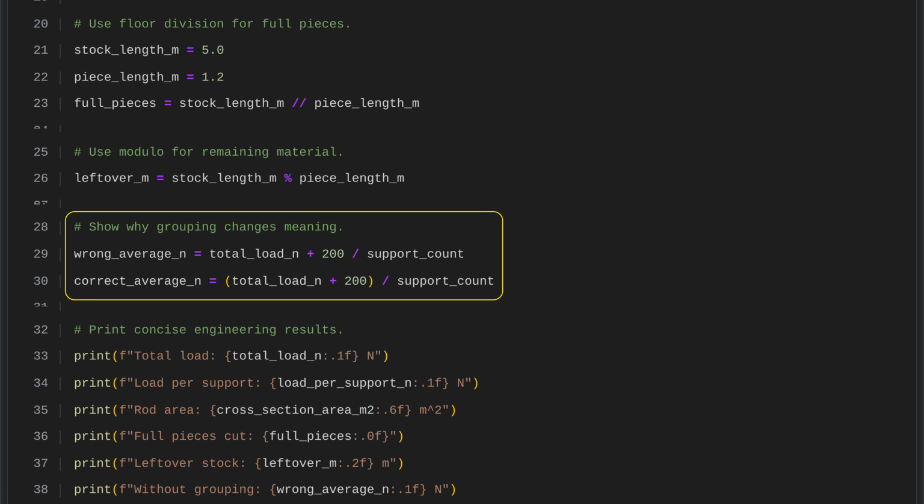Grouping determines how calculations are applied. If you add 200 to the total load but divide only the 200 by the number of supports, the average is incorrect. To get the correct average load per support, group the total load and 200 together, then divide the entire sum by the number of supports.